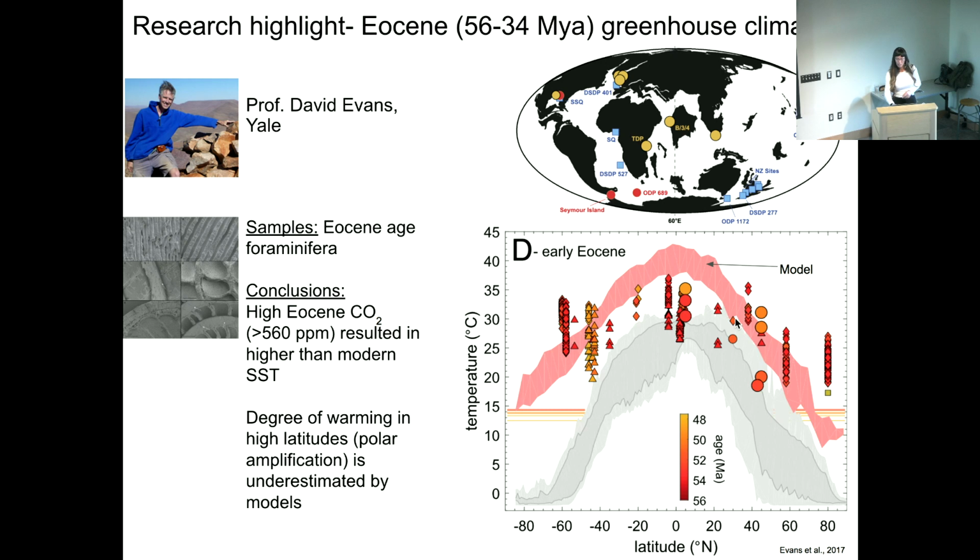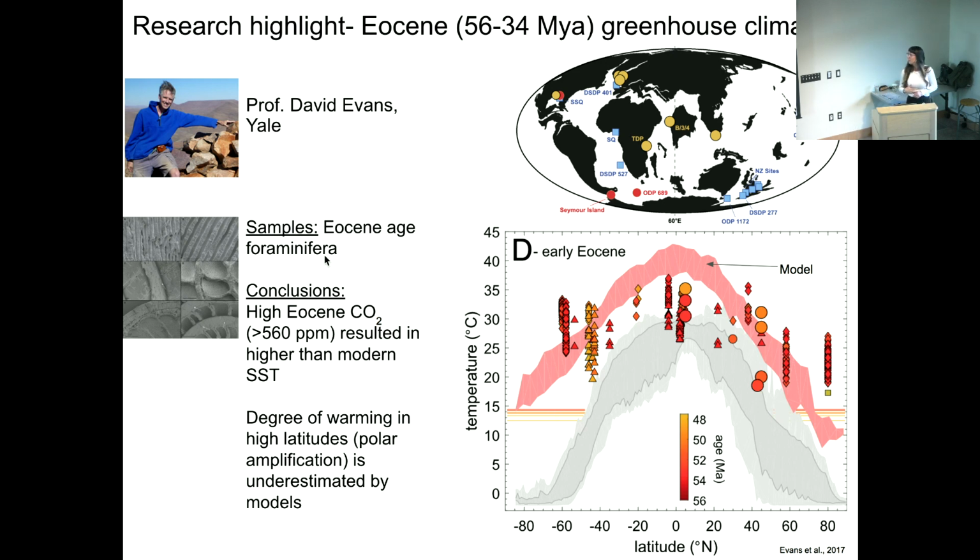These filled symbols are the measured values. So these were the temperatures determined using clumped isotopes. And as you can see, they are a bit different from the computer model. Here in the gray shading in the center, this is the sea surface temperature today, and the lighter gray area around the outside is the seasonal variation in our current sea surface temperatures. These horizontal lines are the temperatures from the Eocene of the bottom of the ocean, so the deep ocean temperatures.